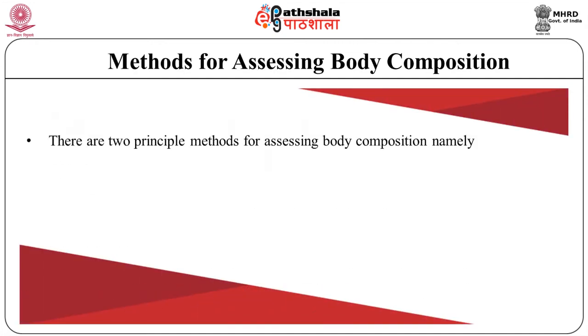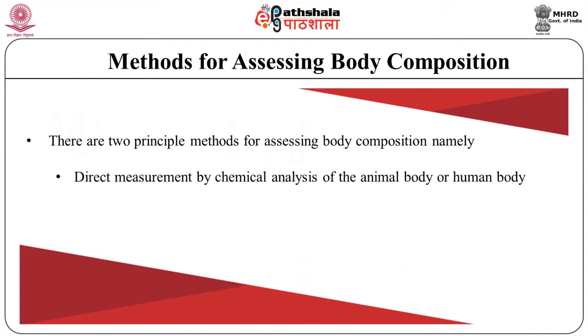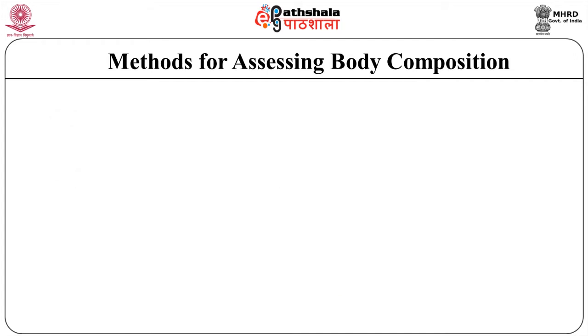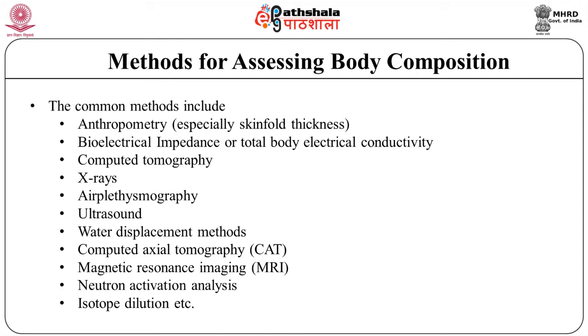Now let us understand the methods for assessing body composition. There are two principal methods for assessing body composition, namely direct measurement by chemical analysis of the animal body or human cadaver, and indirect estimation by hydrostatic weighing, simple anthropometric measurements, and other clinical and laboratory procedures. The common methods include anthropometry, especially skinfold thickness, bioelectrical impedance or total body electrical conductivity, computed tomography, X-rays, air plethysmography, ultrasound, water displacement method, computed axial tomography (CAT), magnetic resonance imaging (MRI), neutron activation analysis, isotope dilution, etc.